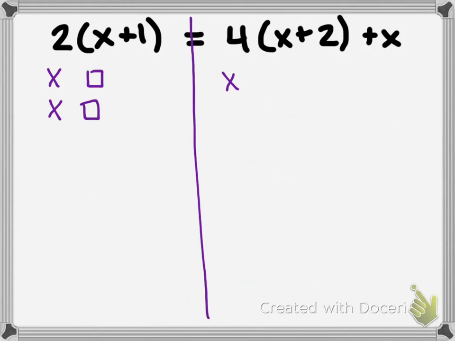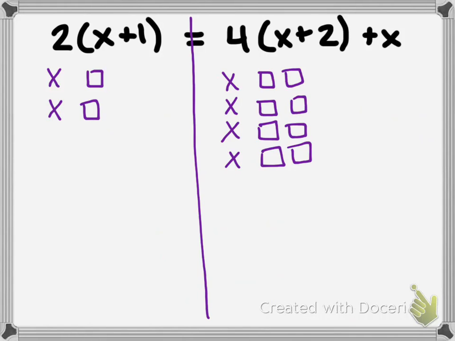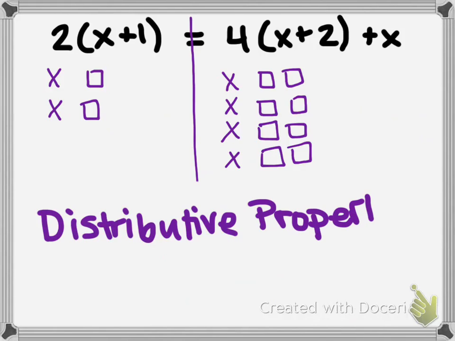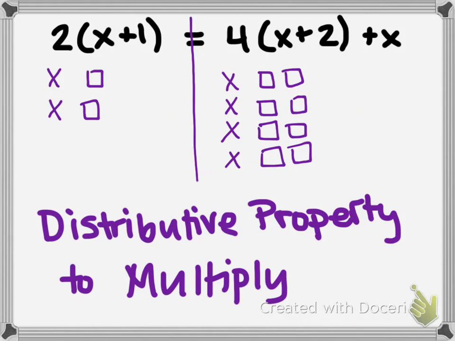And this was our first step. To look at our multiplication problems, we had two groups of x plus 1 and four groups of x plus 2, and we had to expand those out a little bit so that we could see what that really means. This is your first step when solving a multi-step equation. You want to use the distributive property, and you do that so that you can multiply.